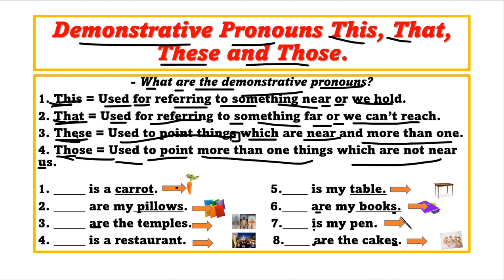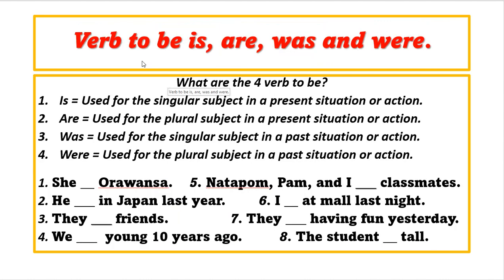Okay, so now let's move on to the verb to be: is, are, was, and were. You can commonly see this verb in a sentence. It is one of the most important words in a sentence. So what are the four verb to be? We have is, are, was, and were, and this is their definition.